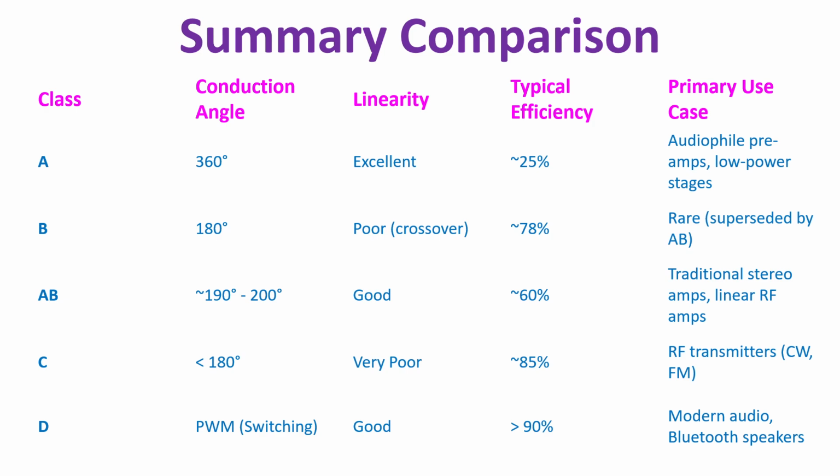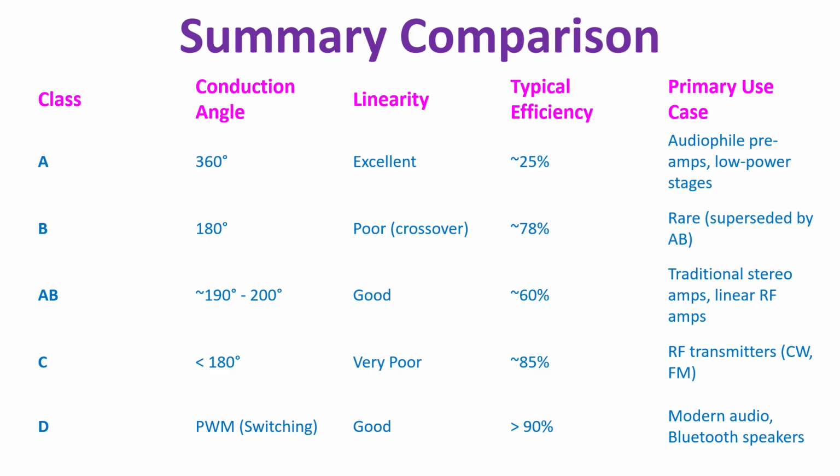Class A, angle of conduction 360 degrees. Linearity excellent. Typical efficiency about 25%. Primary use case: audio preamplifiers, low power stages. Class B, 180 degree conduction. Linearity poor because of crossover distortion. Efficiency typically around 78%. Primary use case rare. It has been superseded by class AB.